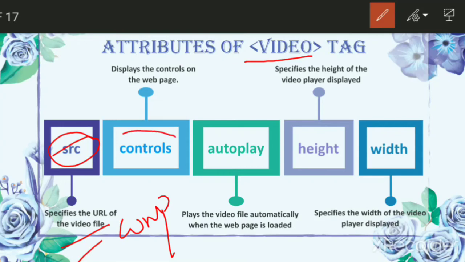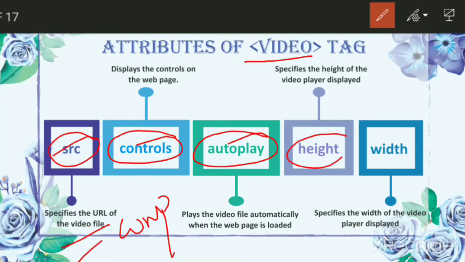Next attribute that we have is controls. Controls will display the controls on the web page regarding the video, like the play button, pause button, stop button. So these all are the controls that we have regarding a video. Next is autoplay. It is the same as the audio tag: once you load the web page, the video will be played automatically.